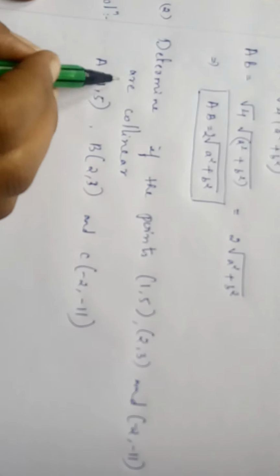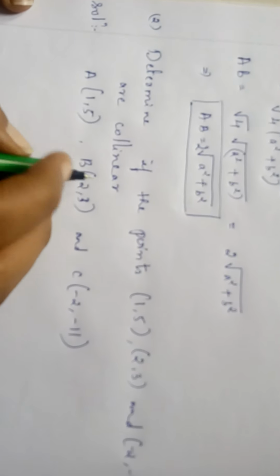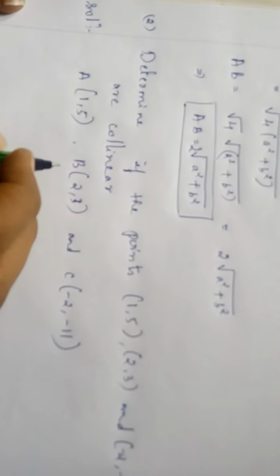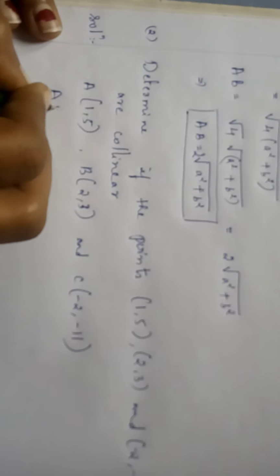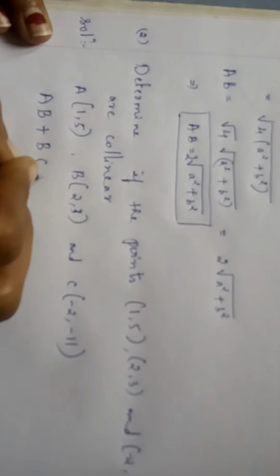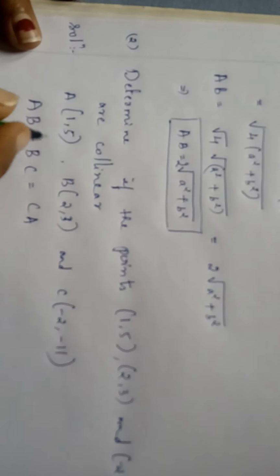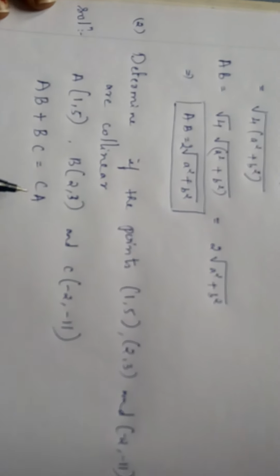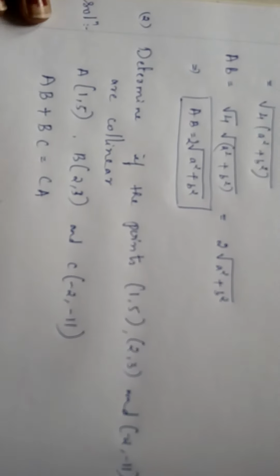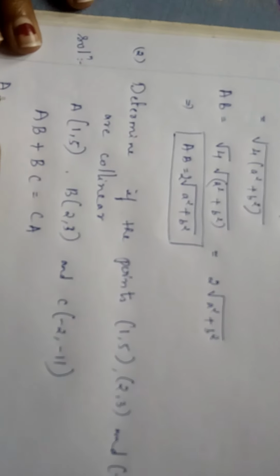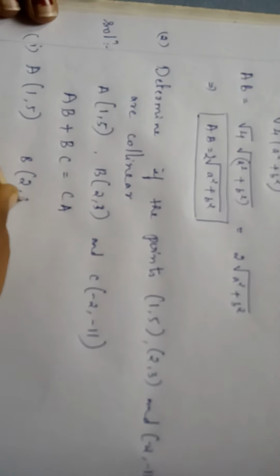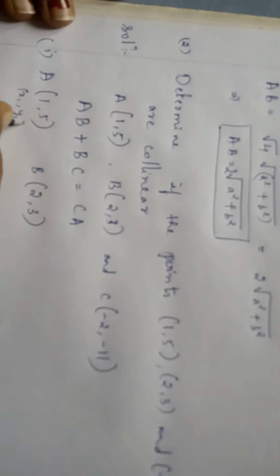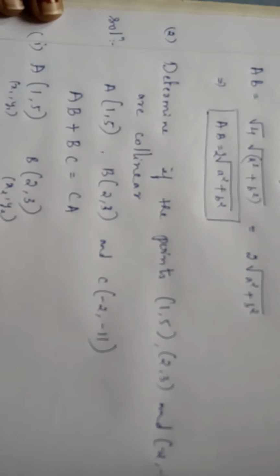What do you mean by collinear? That I had explained in video 1, so you need to watch that video. Collinear means the sum of two distances equals the remaining one, AB plus BC equal to CA. First we need to find AB. A(1, 5) and B(2, 3), that is x1, y1, x2, y2.